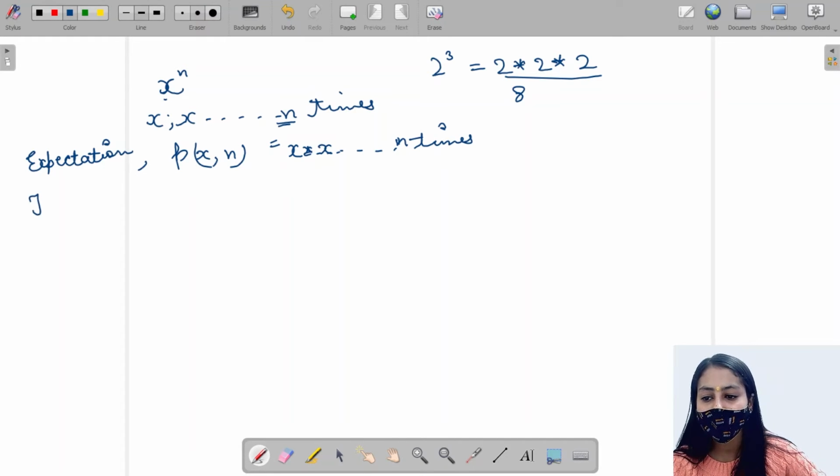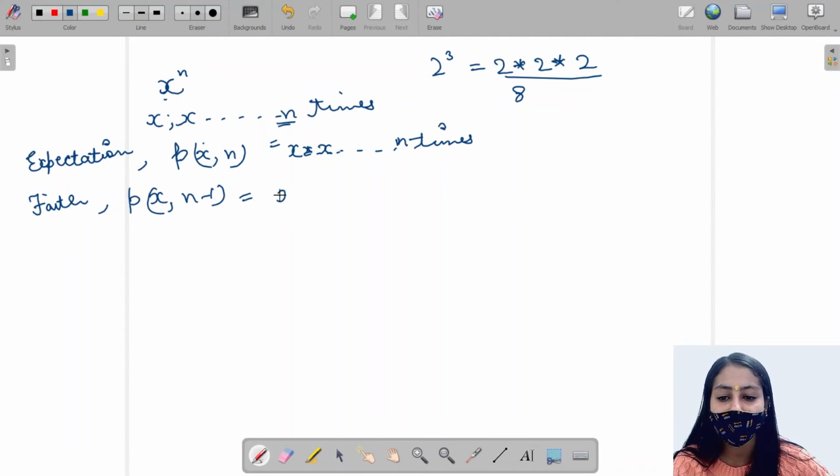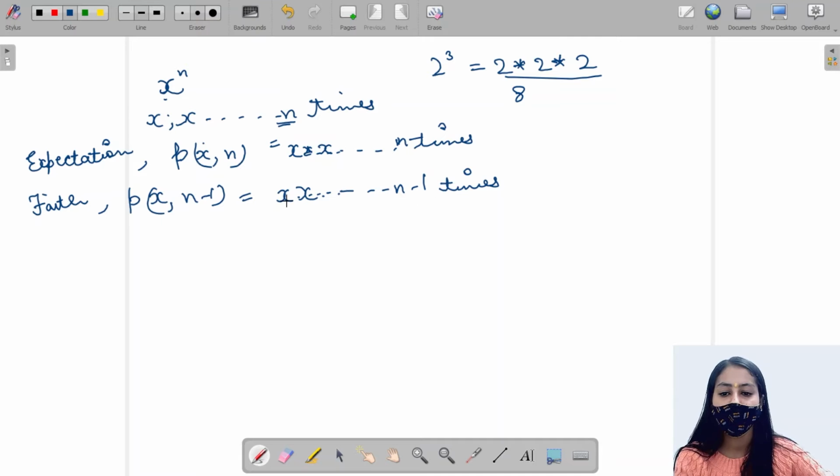Now what is our faith in this? Our faith is that if this function returns x power n, then this function will also return x power n minus 1. Now what is x power n minus 1? It is x multiplied by itself n minus 1 times, right? So how can our faith meet our expectation?